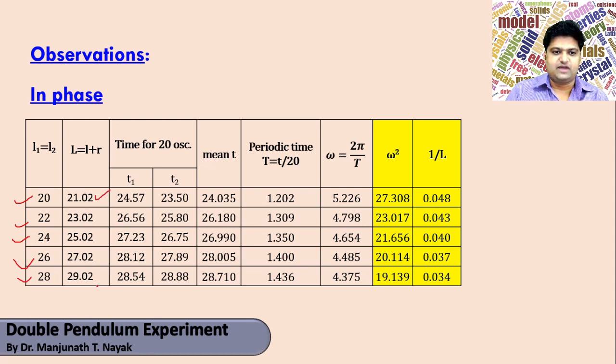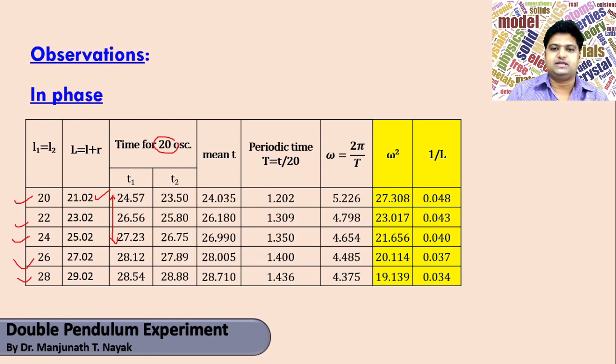So these are the 5 readings now. Time period up to this you have taken. This is the in phase that I'm showing you, and these 2 I took by myself. Add this, divide by 2, you get the mean time, and the mean time you divide by 20 because we have done it for 20 oscillations.